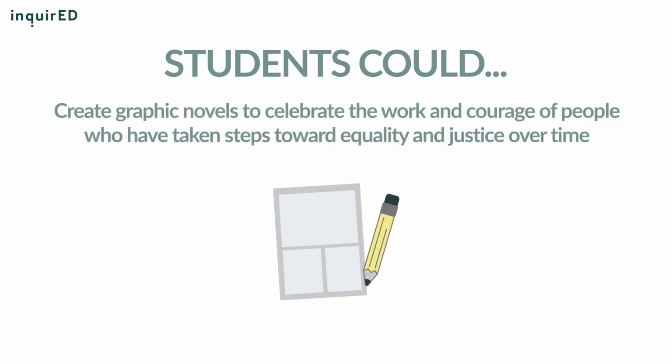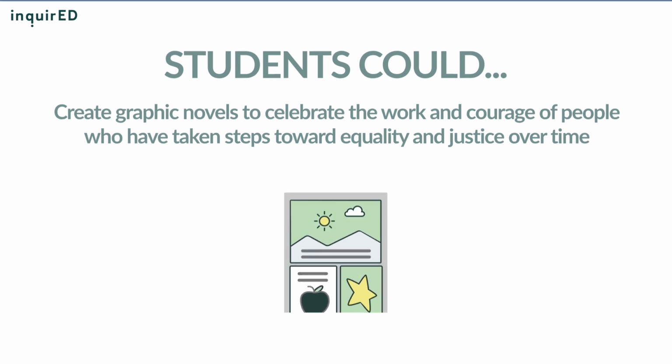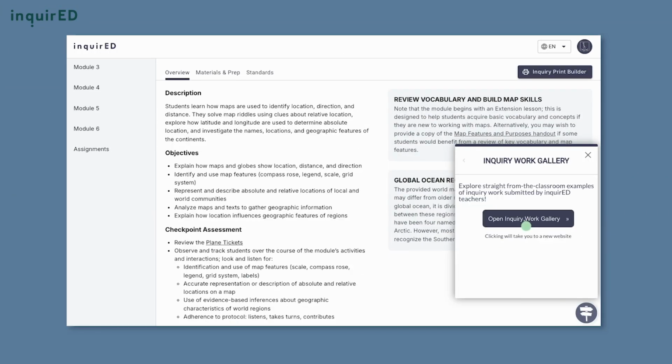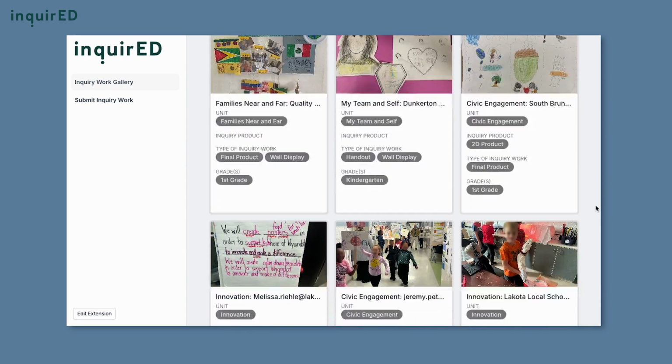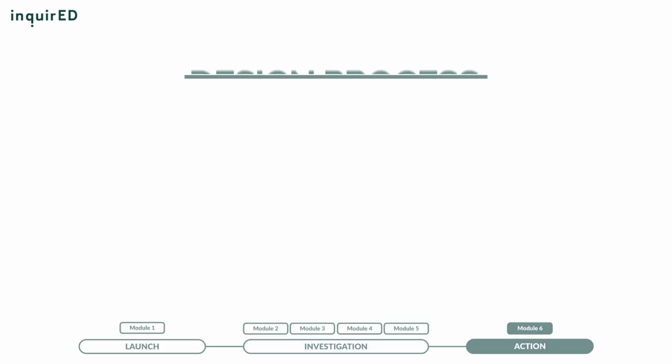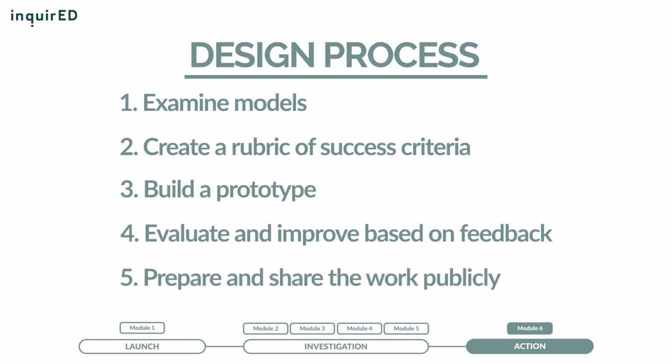Or they could create graphic novels to celebrate the work and courage of people who have taken steps toward equality and justice over time, sharing their finished products in the library. And you can always check out the Inquiry Work Gallery for more inspiration. These examples come from Inquire Ed's partners across the country and around the world. Whatever product they create, Module 6, the Action Module, will guide students through the design process step by step.